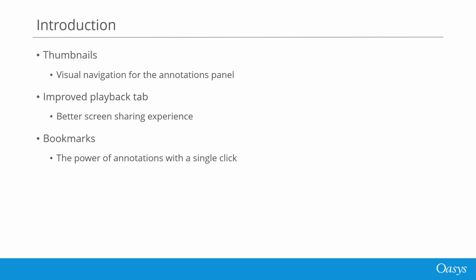In Oasys 21, improvements have been made to the Annotations feature. Thumbnails provide easier, more intuitive navigation of the list of annotations. Playback tab improvements provide a better screen sharing experience. The Bookmarks feature takes the power of annotations and provides a single-click interface for when you're just interested in page views, allowing you to leave titles, descriptions, and markers until later. This video will take you through these improvements.